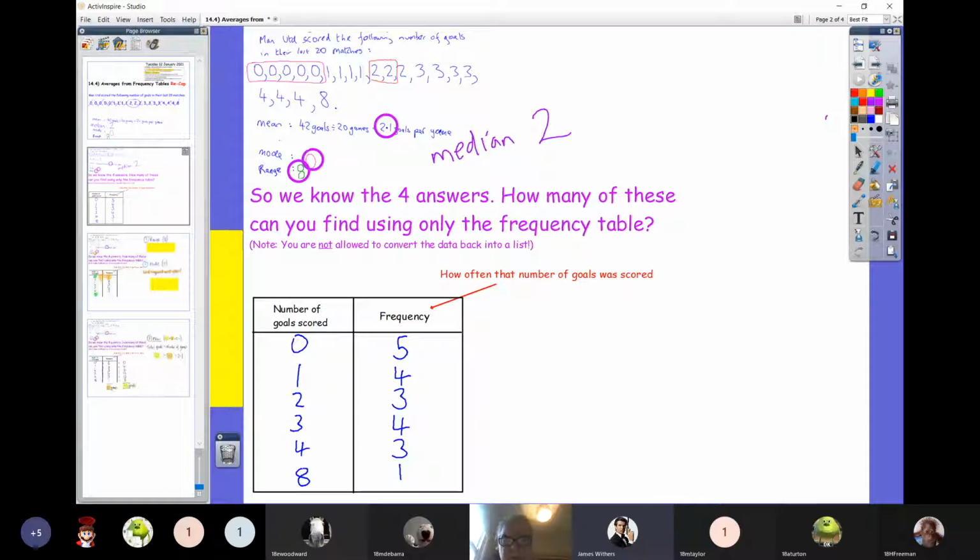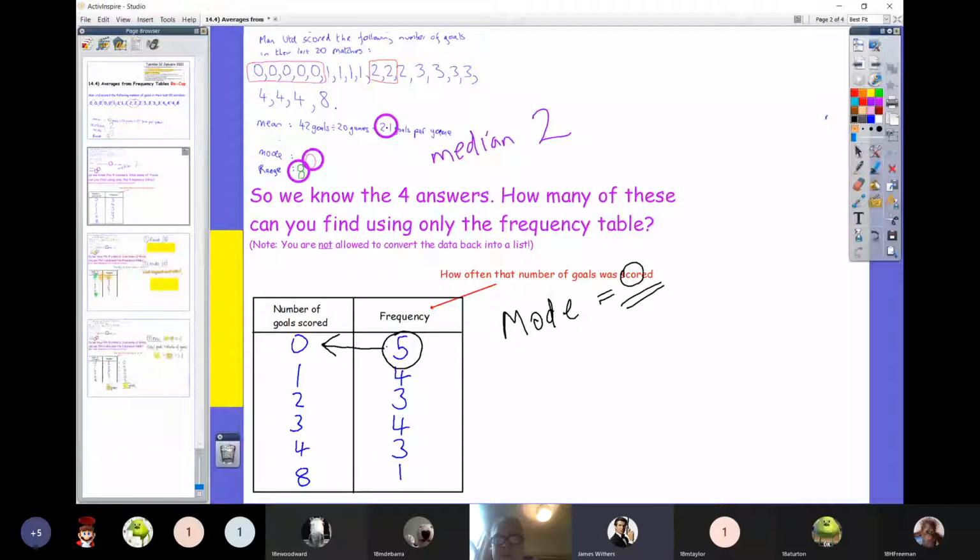So to work out the mode, we simply look for the biggest frequency and go and see how many that relates to. So something happened 5 times. What happened 5 times? They scored 0 goals. So it's easy to work out the mode from the table. To work out the mode, just look for the biggest frequency and read across what happened in the left-hand column. So that's the easiest one of the lot.